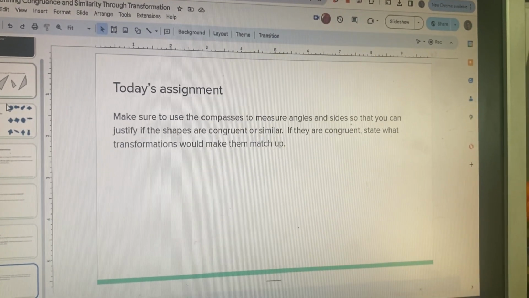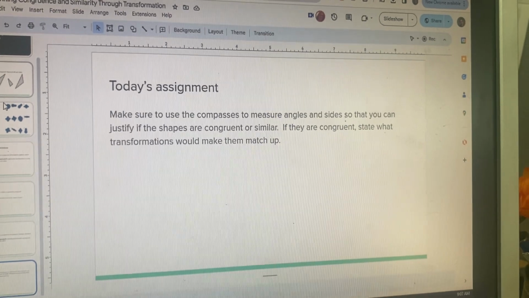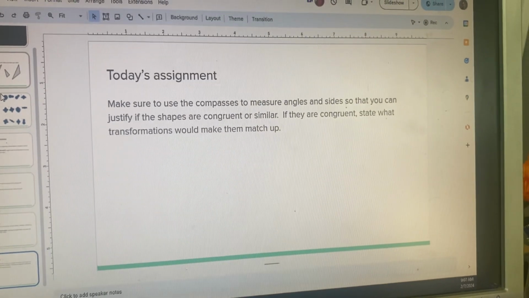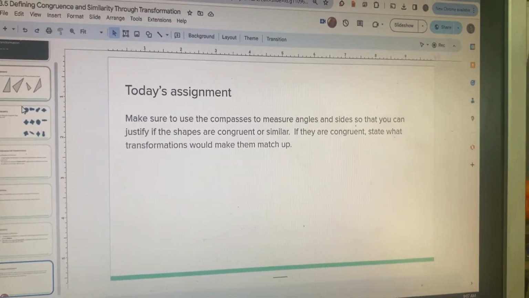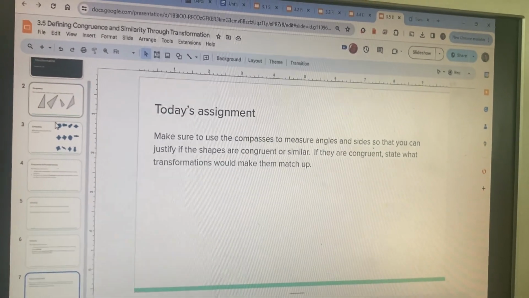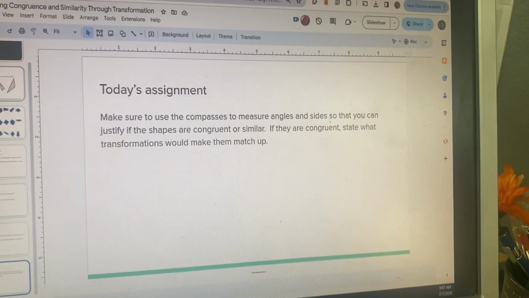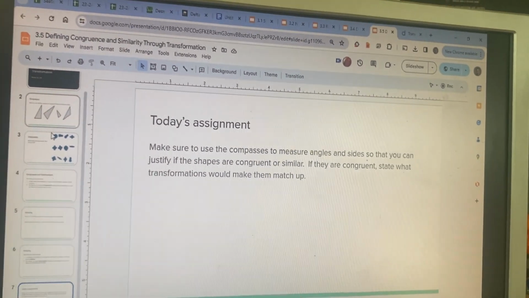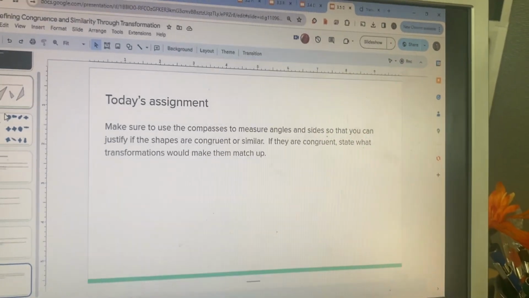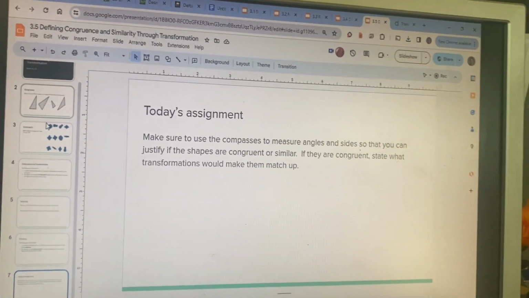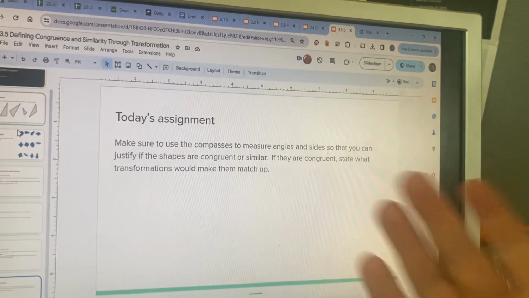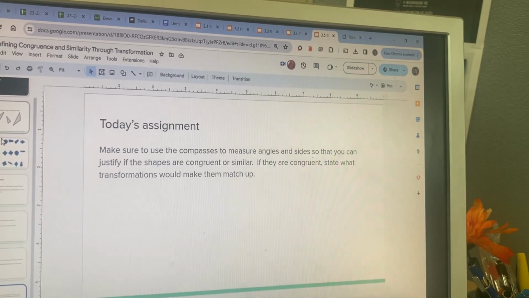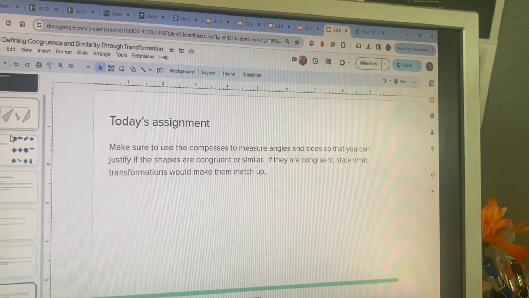So today's assignment is going to come from College Board. It's going to be on Schoology, and you'll need to measure the angles and the sides and be able to tell whether these shapes are congruent or not, and say yes, they're congruent, I measured the sides, the angles match up. And if they are congruent, you need to state the transformations that are going to map one of them to the other. Is this going to take a rotation, a reflection, some translation? What's it going to take to put these where they need to go?